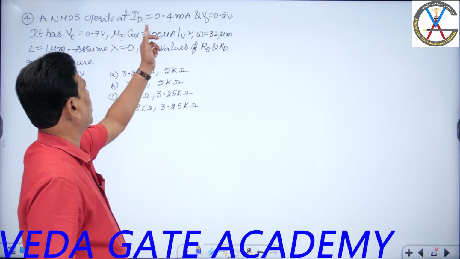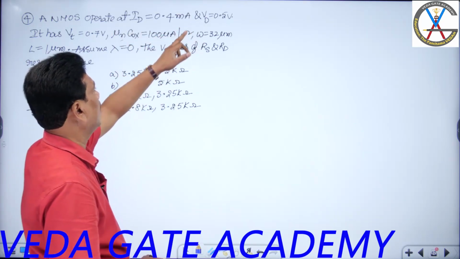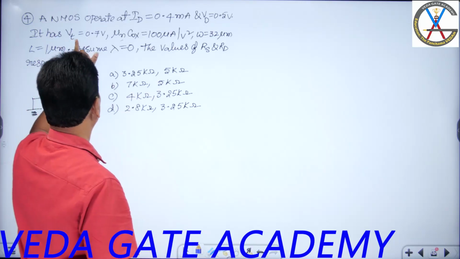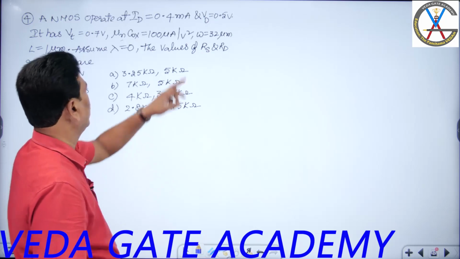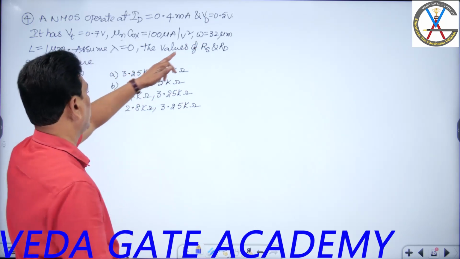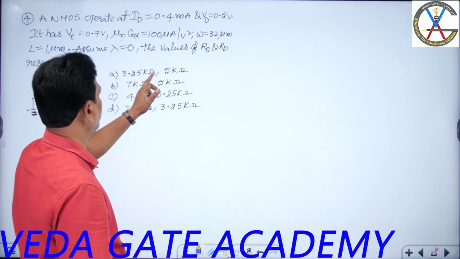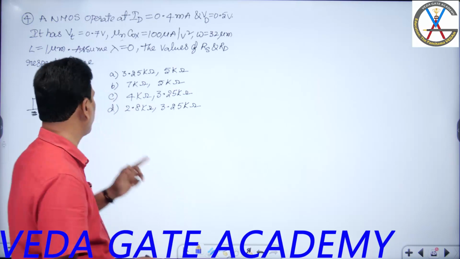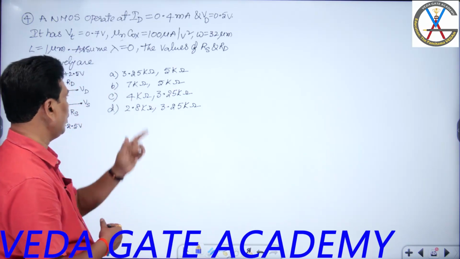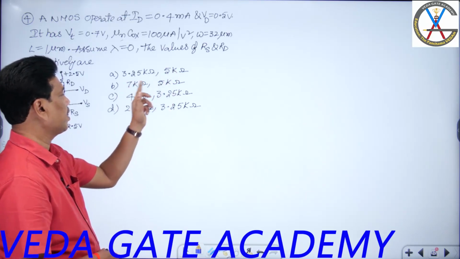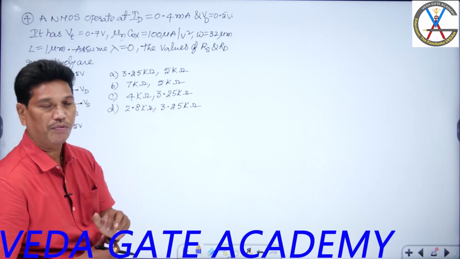An NMOS operates at ID equal to 0.4 milliampere and VD equal to 0.5 volt. It has a threshold voltage 0.7 volt. Mu n COX equal to 100 microampere per volt square. W equal to 32 micrometer. L equal to 1 micrometer. Assume lambda equal to 0. Calculate the values of RS and RD, biasing resistors. RS and RD respectively are: 3.25 kilo ohms, 5 kilo ohms; 7 kilo ohms, 5 kilo ohms; 4 kilo ohms, 3.25 kilo ohm; 2.8 kilo ohm, 3.25 kilo ohms, students.